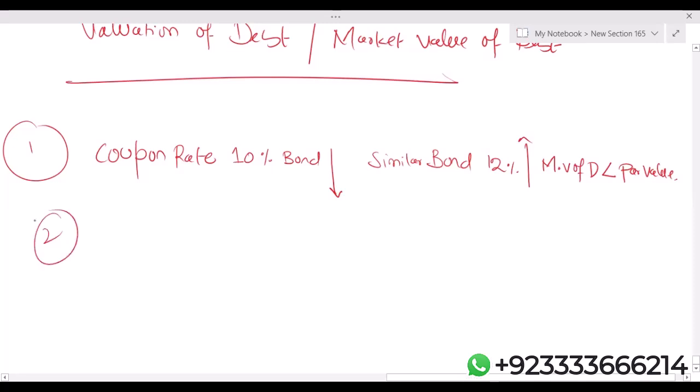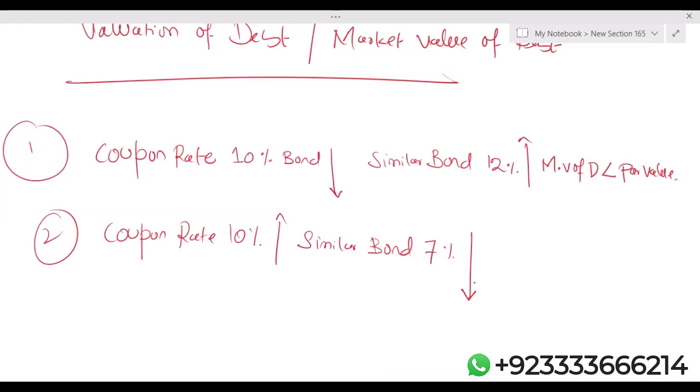Second possibility. Assuming the coupon rate is 10% on your bonds, which is more than similar bonds in the market. Let's say similar bonds in the market are paying 7%. In scenario number two, your debt holders have an advantage. The advantage is your company is giving them a return more than the market. If this is the case, then logically, the market value of debt will be more than par value.